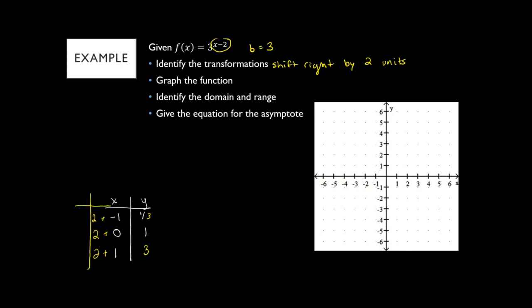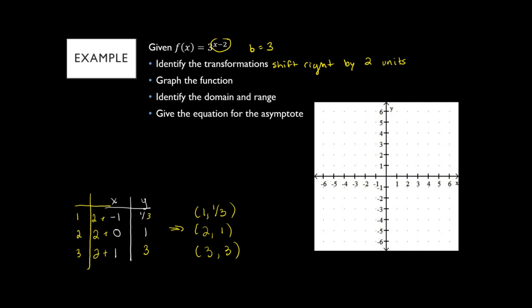So my new x values, 2 plus -1, that is 1. 2 plus 0 is 0. No, not 0. 2 plus 0 is 2. 2 plus 1 is 3. So this gives me new ordered pairs: (1, 1/3), (2, 1), and (3, 3).